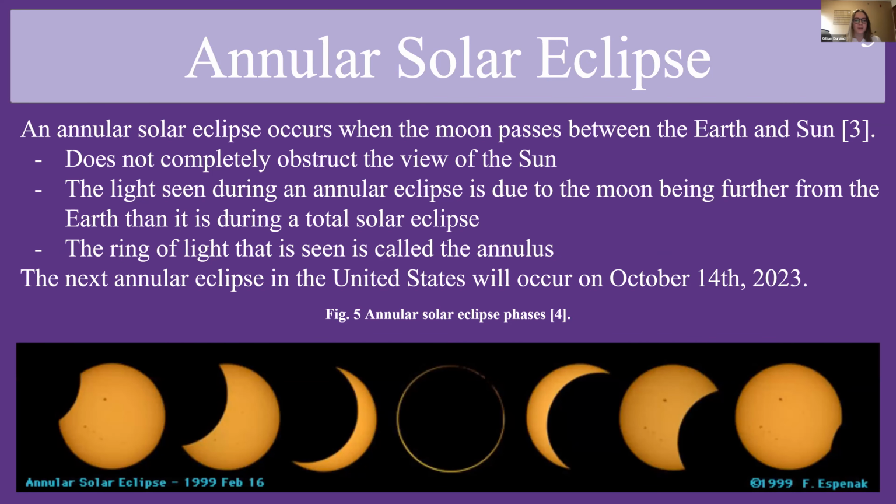One type of solar eclipse our team will be investigating is an annular solar eclipse. An annular solar eclipse occurs when the moon passes between the Earth and the sun. The moon is not able to completely block the sun's view, so we end up with a ring of light appearing around the moon. This ring of light occurs because the moon is further from the Earth than usual. We will be observing the 2023 annular solar eclipse.